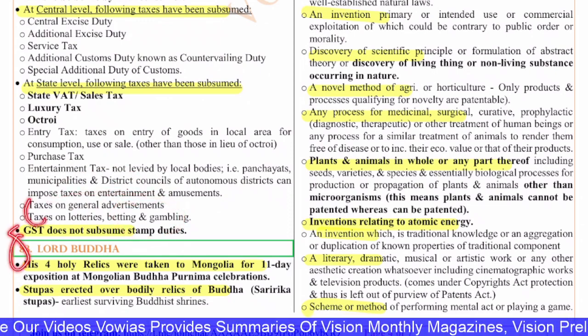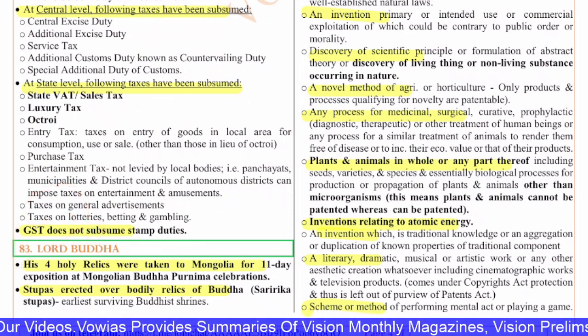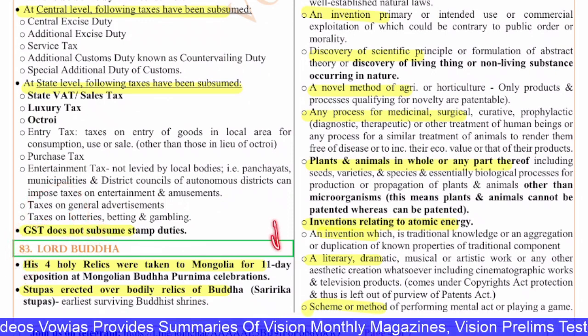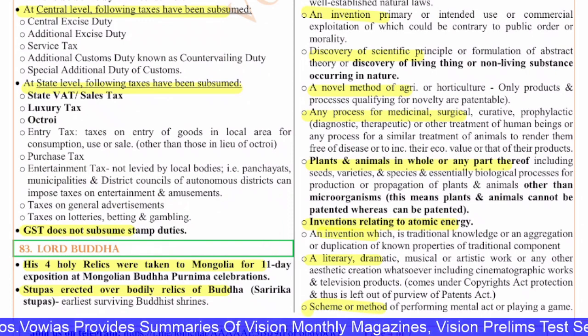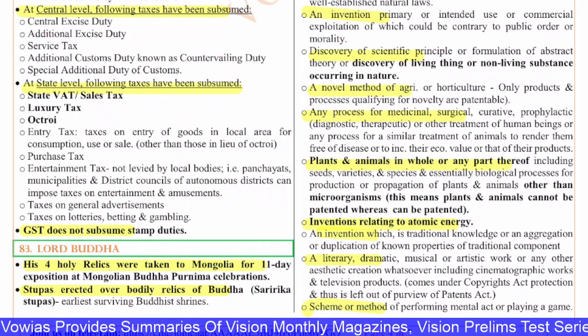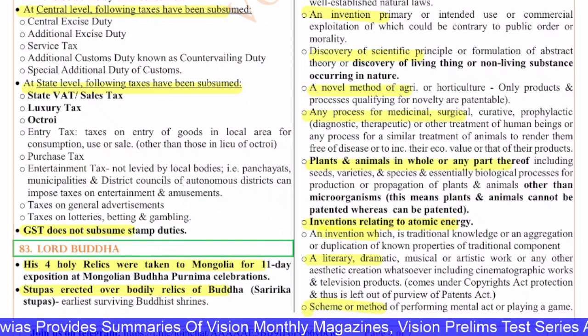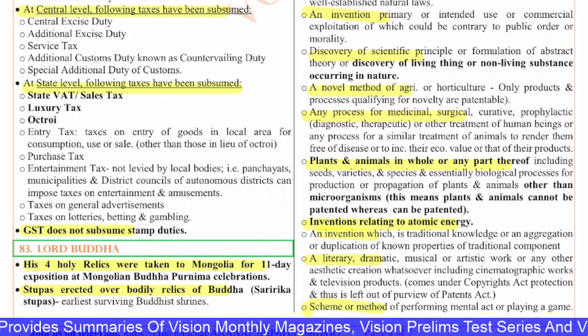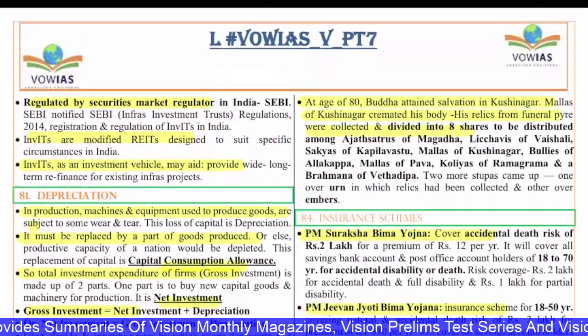Next, the 83rd question is on Lord Buddha. His four holy relics were taken to Mongolia for an 11-day exposition at a Mongolian Buddha Purnima celebration. The stupas erected over the body relics of Buddha, the Saririka stupas, are the earliest surviving Buddhist shrines.